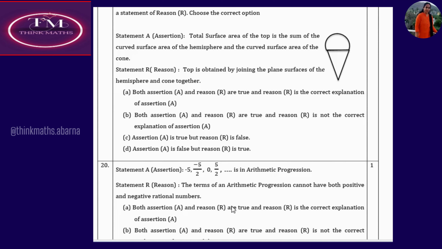So there will be an assertion and a reason. You have to check whether the assertion is true or not, and whether the reason is true or not, and find out the option which suits this assertion and reason. So the 19th and 20th questions are assertion and reason.